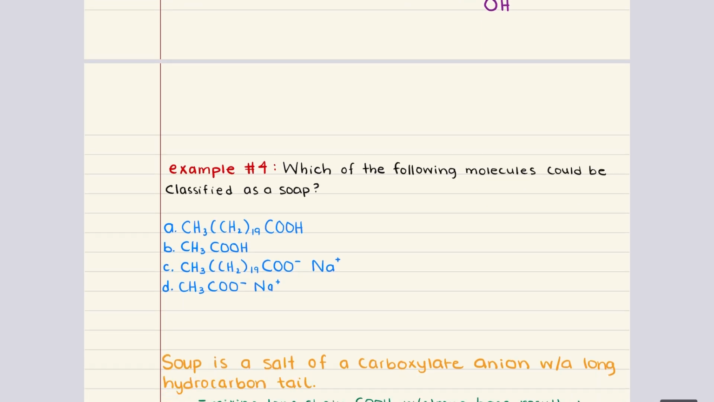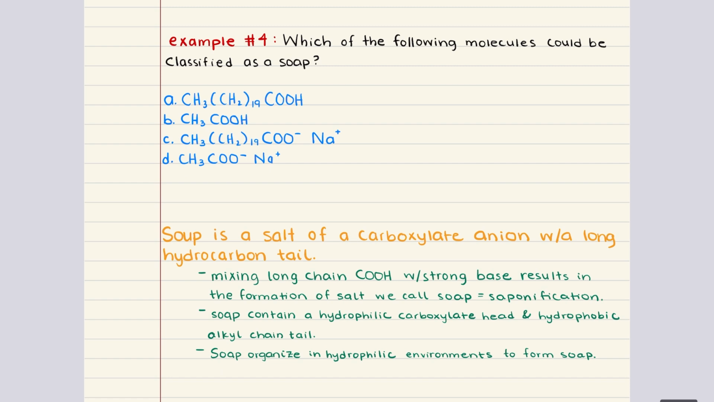Problem 4 says, which of the following molecules could be classified as a soap? A soap is formed when a long-chain carboxylic acid reacts with a strong base like sodium hydroxide to form a carboxylate salt. This reaction is called saponification.